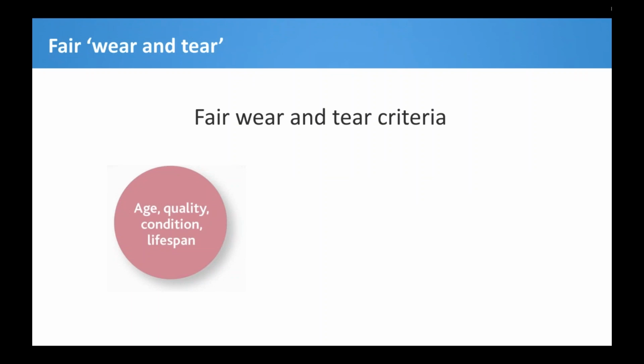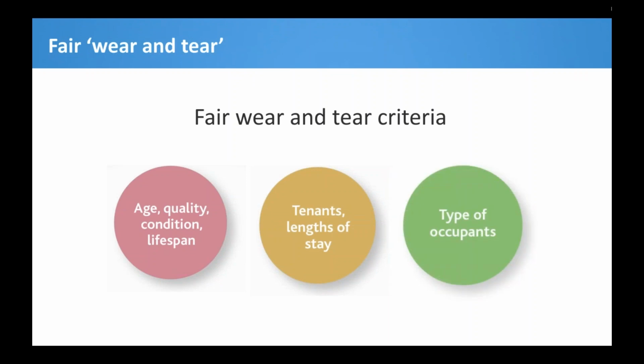The first is the age and the condition and the quality of your appliances. So if you've got an expensive carpet or a cheap carpet and it's either 2 or 8 years old, that has a bearing on what you classify as wear and tear. Whether your tenants are on a 6-month AST or whether they've been there for 3 years, again, quantifies what fair wear and tear consists of. And whether it's 2 young professionals that are out most of the time or a family with young kids and a dog also has a bearing on what fair wear and tear is.